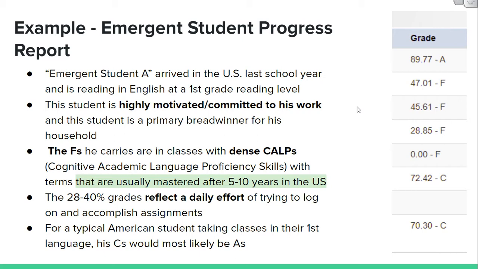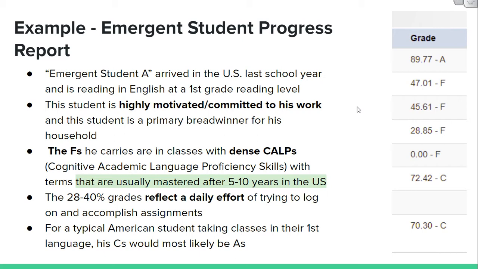So let's take, for example, emergent student A. He arrived in the United States last school year. This is a student that we actually have at CHS right now. He's reading in English at a first grade reading level. This student is highly motivated, committed to his work. In his personal life, he's actually a primary breadwinner for his household. Now, if you look at his grades on the right here, he is carrying 4 Fs.